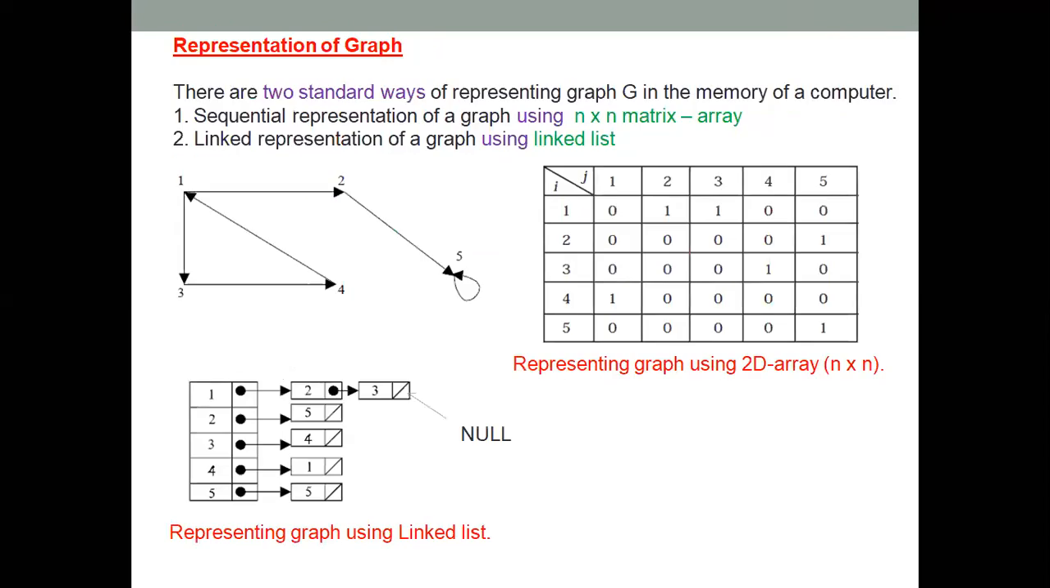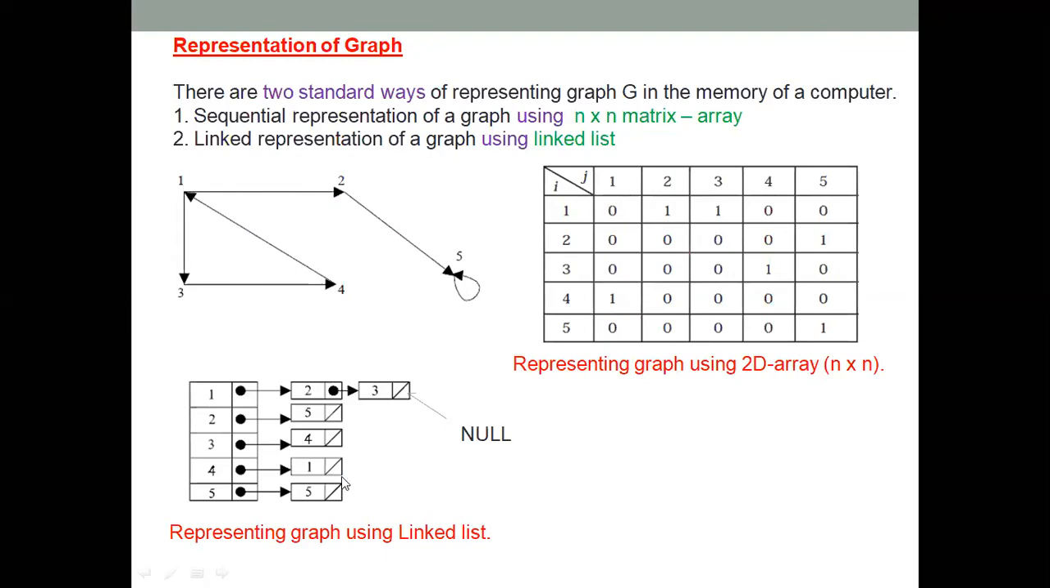In the exam, this is coming for 5 marks: representation of a graph. How are you going to represent the graph? A graph is going to be given in the exam, and then you have to write for these two parts, using the n by n matrix, or using the linked list. You have to write these two things.